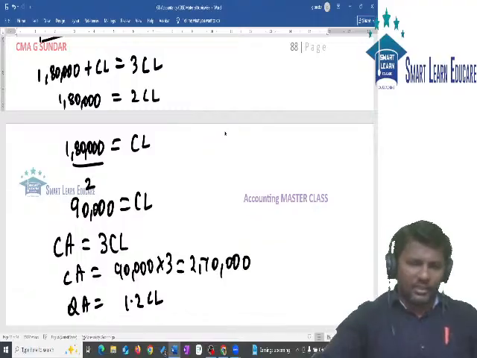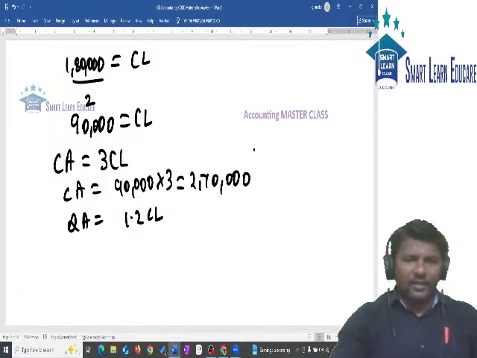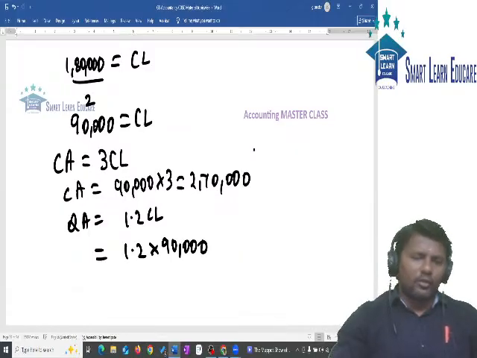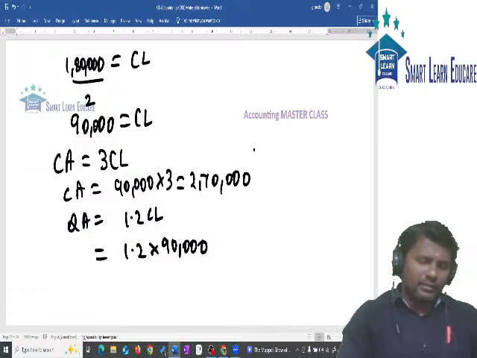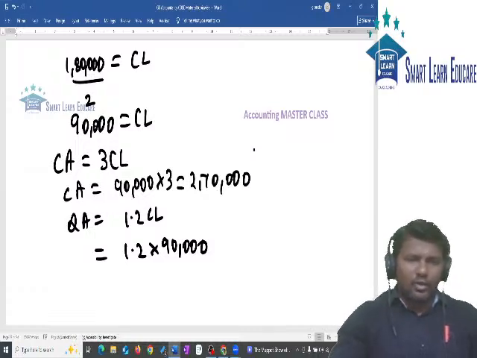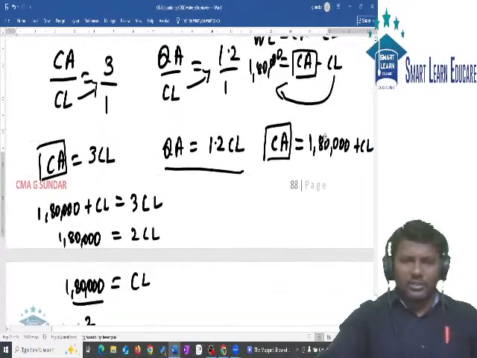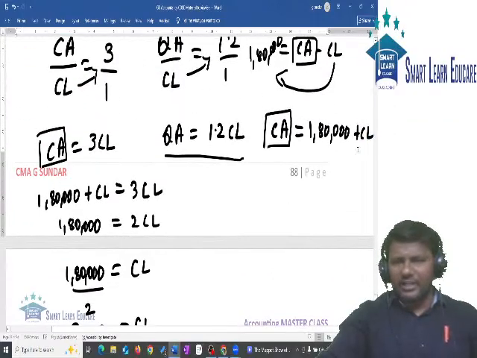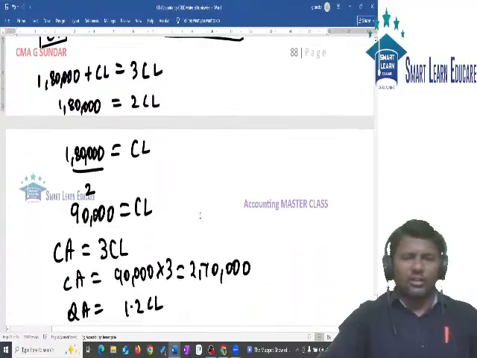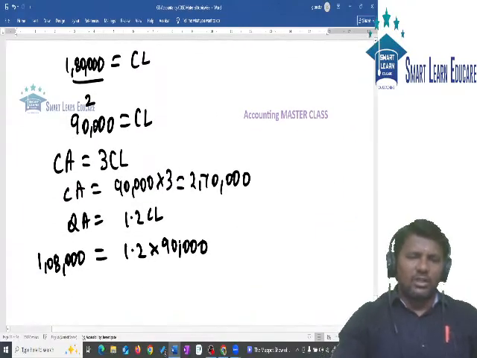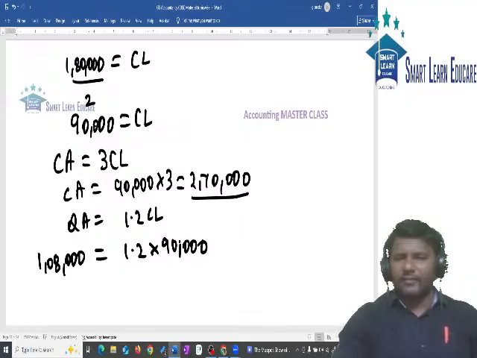Quick asset is equal to 1.2 current liability. So quick asset is equal to 1.2 into 90,000. Tell me, 1.2 into 90,000 will give you, quick asset will give you how much amount? 1,08,000. So we also found quick asset. Quick asset found, current asset found, current liability found. You can cross check. Current asset, it is how much amount? What is the current asset? Now we found 2,70,000.